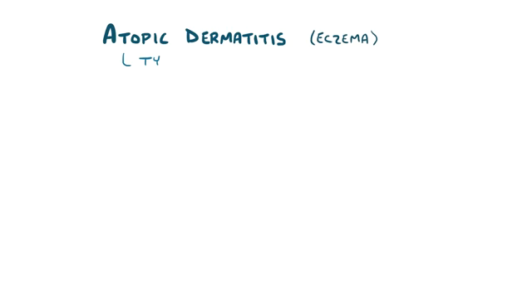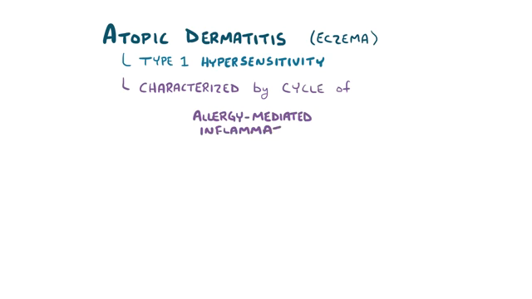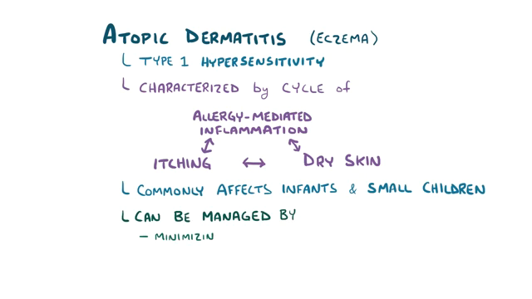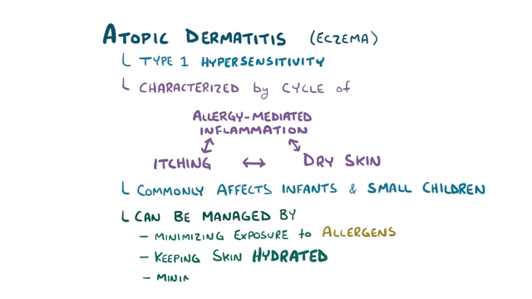Alright, as a quick recap, atopic dermatitis, also known as atopic eczema, is a type 1 hypersensitivity reaction in the skin, and is characterized by a cycle of allergy-mediated inflammation, dry skin, and itching that most commonly affects infants and young children. Atopic dermatitis can be managed by minimizing exposure to allergens, keeping the skin hydrated, and minimizing itching.